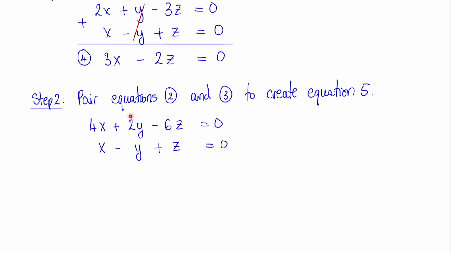So this coefficient is 2 and this coefficient is negative 1. I want the coefficients to be opposite. So I need this to be negative 2. So I'm going to multiply both sides of this equation by 2. So I have 2x minus 2y plus 2z equals 0. And the other equation stays the same.